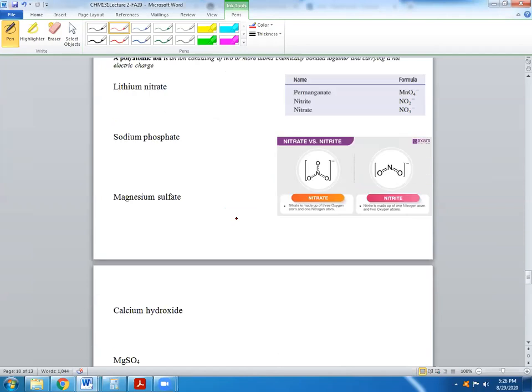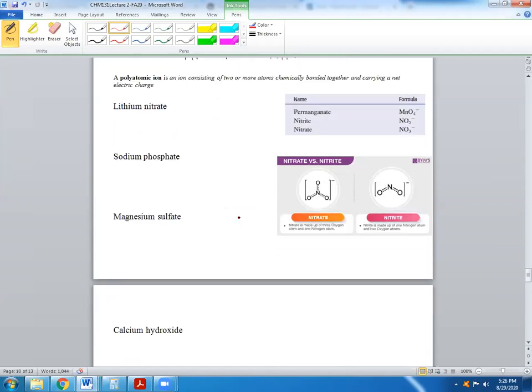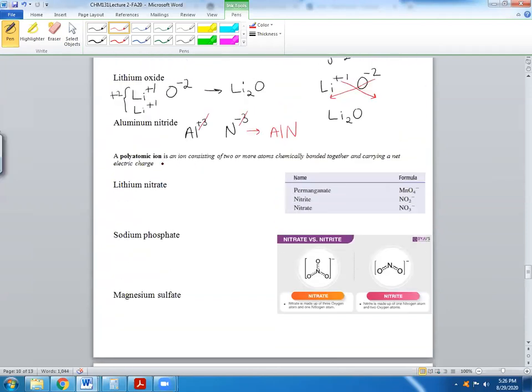Now, let's talk about the ones with polyatomics, because these are very critical. A polyatomic ion here is defined as an ion consisting of 2 or more atoms chemically bonded together and carrying a net electrical charge. So you're no longer dealing with individual atoms with their charges. The cations, yes, remain the same, but for some of the anions, they can be multiple atoms chemically bonded with an overall charge. So let's actually look at this.